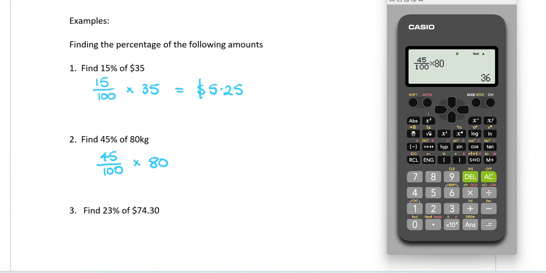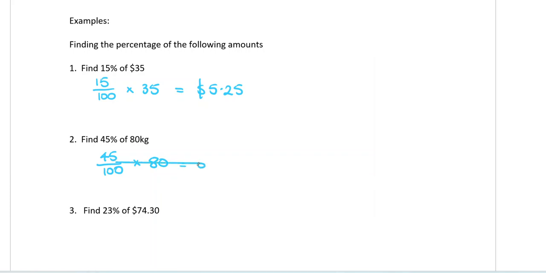This time it's a nice whole number. That is equal to 36. Now 36 what? 36 kilograms. So 45% of 80 kilograms is 36 kilograms.